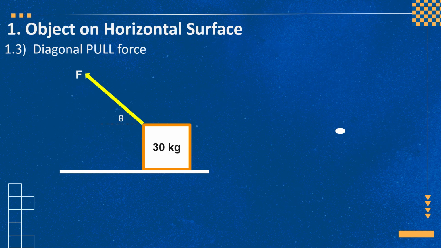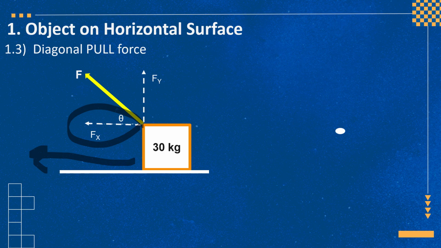The next scenario, and this is our last scenario on a horizontal surface, is when you have a diagonal pull force. So let's first start with drawing a force diagram. Remember that any diagonal force can be resolved into the two components. And we know that the x component will have the effect of pulling this box to the left, since x is usually responsible for the horizontal motion.